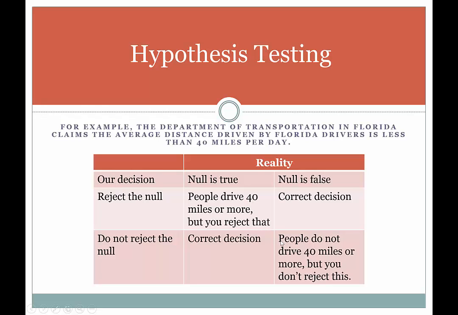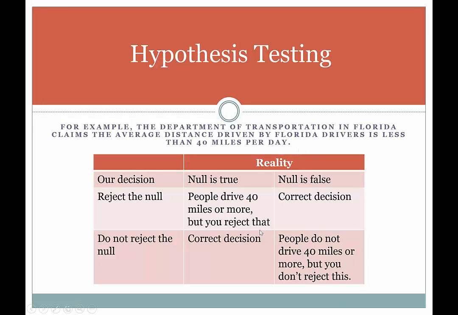For the type 2 error, it would be that people do not drive 40 miles or more, but you don't reject that, right? So in other words, it's not true that people drive 40 miles or more. Remember, that's the argument that's going to win by default unless we can prove otherwise, and you don't reject it means you basically let this false belief stand, right? So in that case, it actually means that people drive less than 40 miles a day, but you don't reject this statement, which means you, as a result, don't support the actual one that's true.